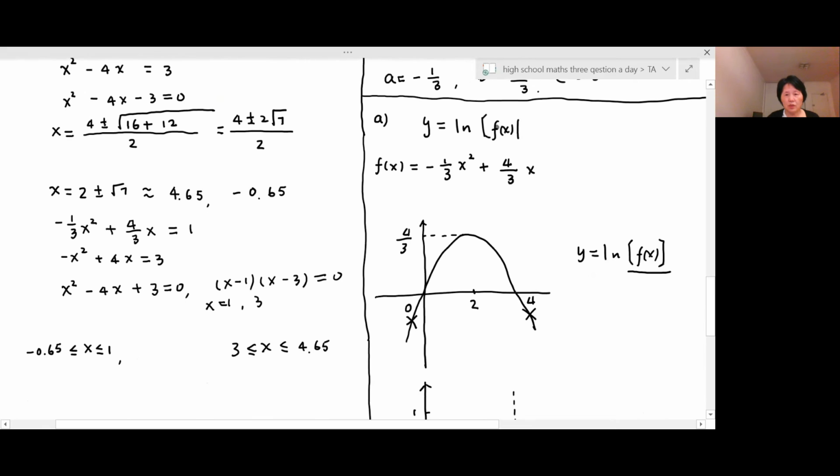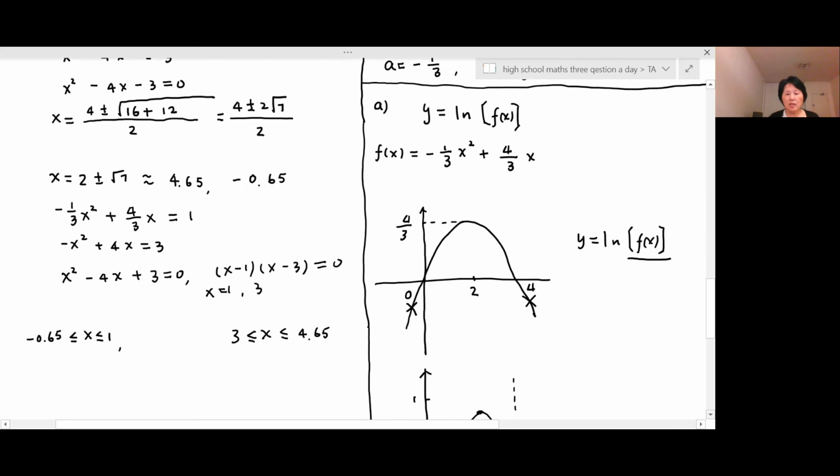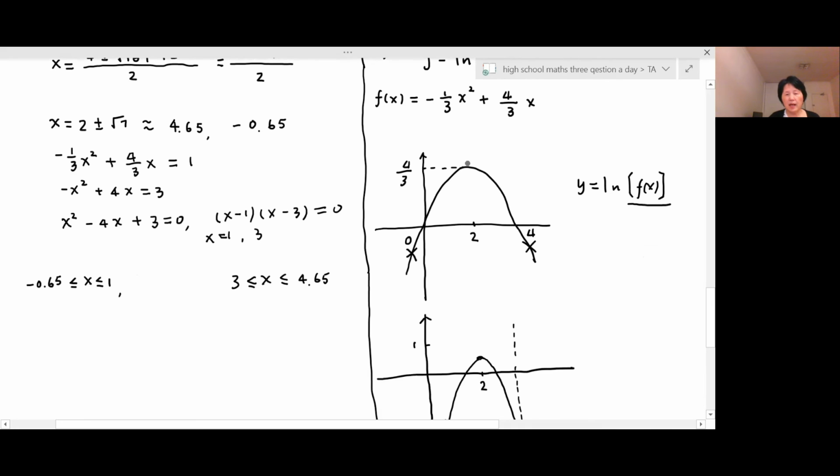I'll say it one more time. Only where f(x) is positive can we use it. The negative part we have to take away, because the log can't take a negative value here. So when I put 4 over 3, f(x) is at its maximum. I put 4 over 3 in here and I got 0.297. So when x equals 2, this point is 0.29 here.